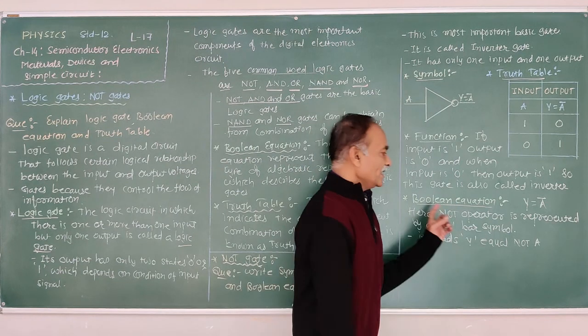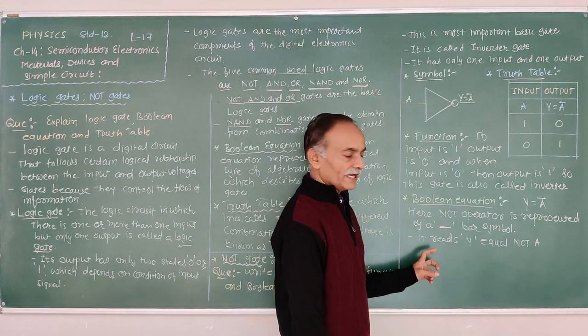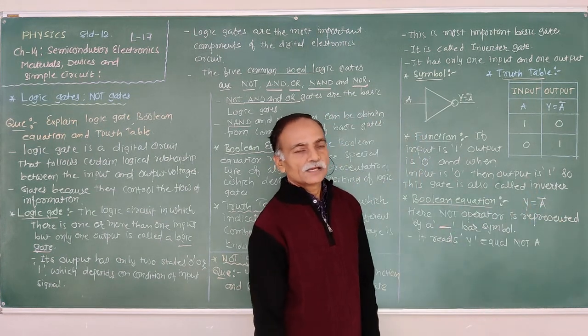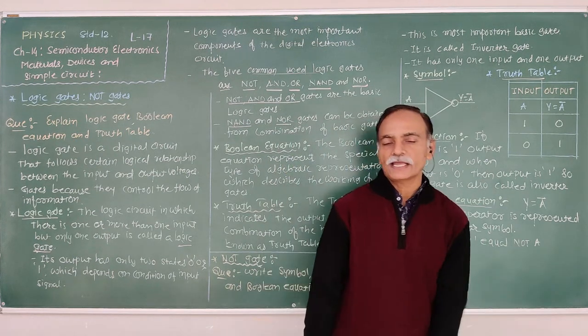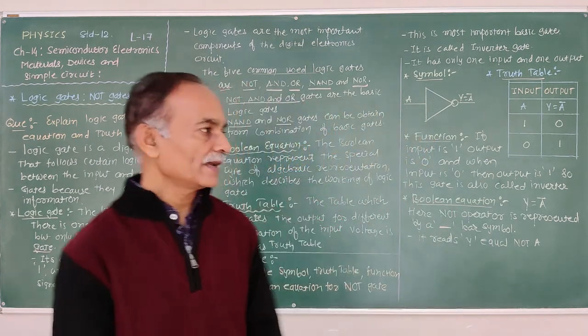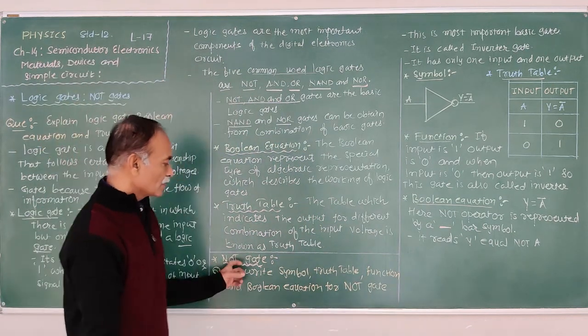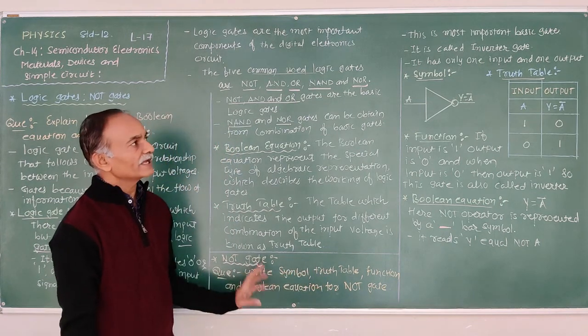So here the NOT operator is represented by the bar symbol, and it is read as Y equal NOT A. Clear? Again, the NOT gate has the symbol, truth table, function, and Boolean equation.